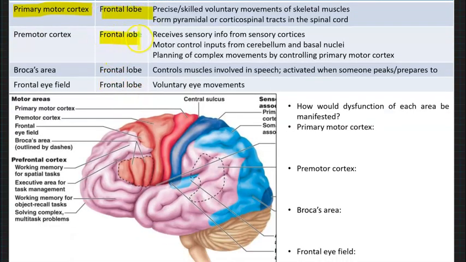Okay? They're kind of in the back. You can see the motor cortices here. But still, they are in the frontal cortex. So the primary motor cortex sends signals to your skeletal muscles to produce precise and skilled movements.